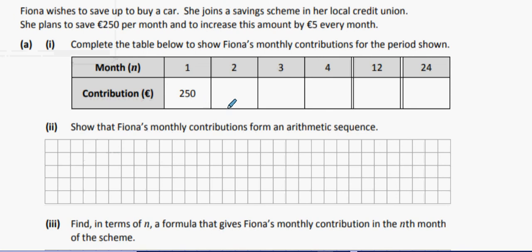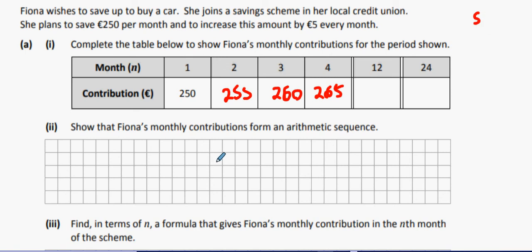I thought you were getting the total. Like I thought I had to add on 255 and get 505. That's not what you're doing here, Dermot. What you're doing is adding on a fiver every month. So in month 2, you're going to add on 255. In month 3, it's 260. Month 4, it's 265. Month 12. You can count it up if you want. That'd probably be the safe method for it, would it?